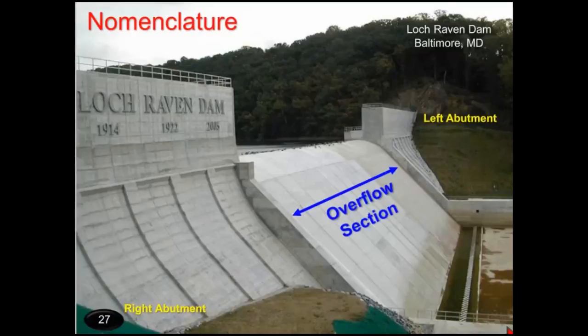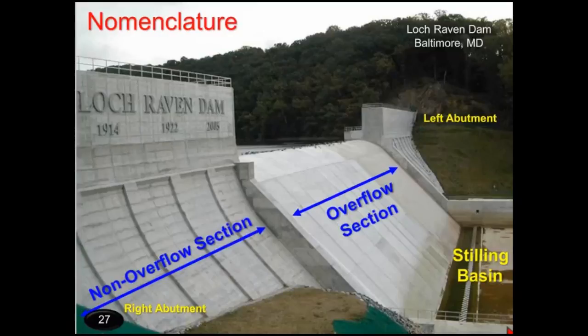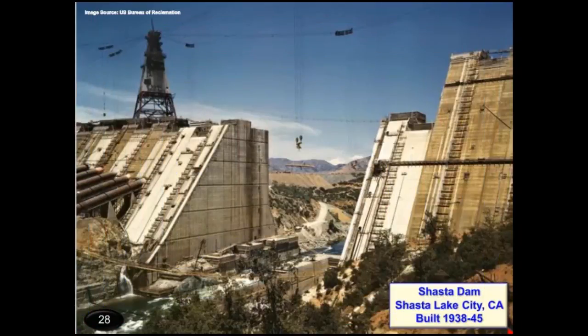Here we have the left and right abutment like we would have for an earth embankment dam. And then in this case we have the overflow section of the dam. So there's generally a part of the dam that's the spillway, and that's designed to be overflowed. And at the toe of the spillway, there's normally a stilling basin to dissipate the energy that goes over that spillway. And then there's the non-overflow section, the part that's designed not to be overtopped. And then the part of the non-overflow section that's above the crest of the spillway is the chimney section.